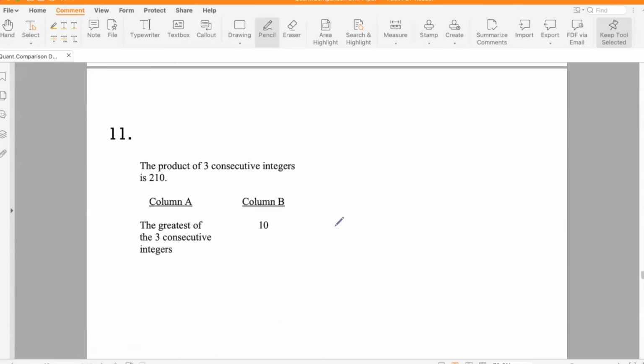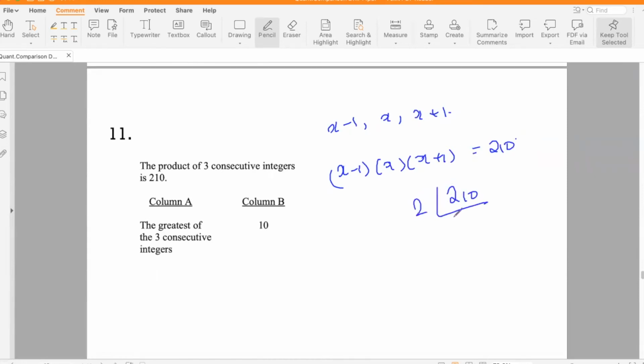Question 11. The product of three consecutive integers is 210. What is the greatest of the three consecutive integers? And column B is 10. So let the integers be x minus 1, x and x plus 1. So the product of these is 210, right? So (x minus 1) into x into (x plus 1) is 210. So if I factorize this, I get 210 as 2 into 105, 3 into 5 into 7, right?